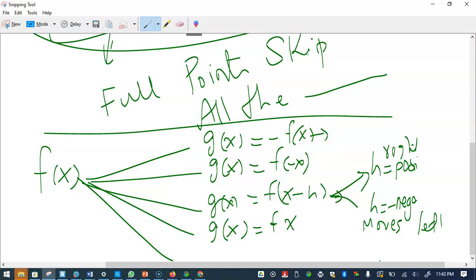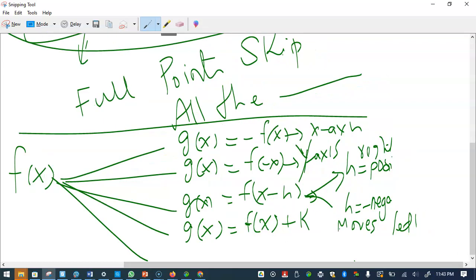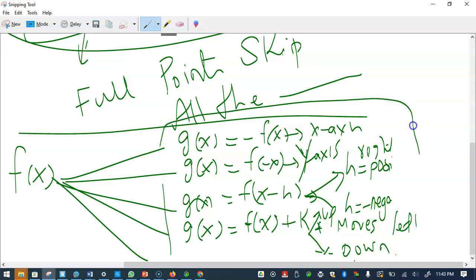This is reflection over the x-axis. This means reflection over the y-axis. And if I write f of x plus some k, again k could be positive or negative. Positive means up and negative will be down. So these are the only things you're supposed to remember. They look confusing, but please get that. As we progress this week, eventually you're supposed to get it.